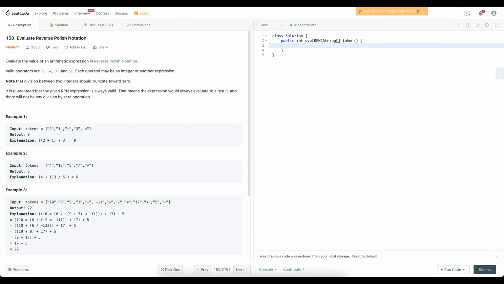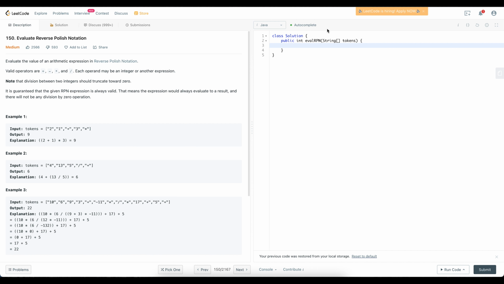In this video, we're going to be looking at this problem, evaluate reverse Polish notation. We're asked to evaluate an arithmetic expression, but instead of being represented in the conventional notation, it's represented in a different format called reverse Polish notation. We're also given that the only operators in this expression are going to be addition, subtraction, multiplication, and division. And division is going to be integer division. And we're guaranteed that the expression is valid and there's no division by zero.